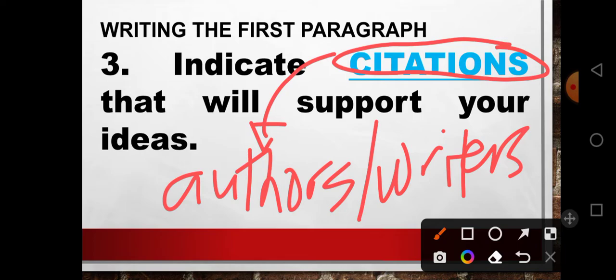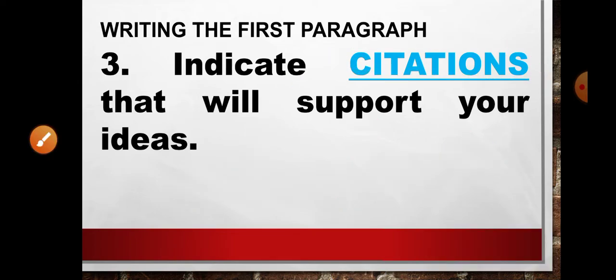Okay, so that concludes the steps or guidelines on how to write the first paragraph of the background of the study. So the first one, you must need to discuss your main idea through the use of research topic in a deductive approach. The second one is to use the transitional devices so that you can form coherence among the ideas of your text or the paragraph. And the third one is to indicate citation so that you can strengthen the ideas of your first paragraph.